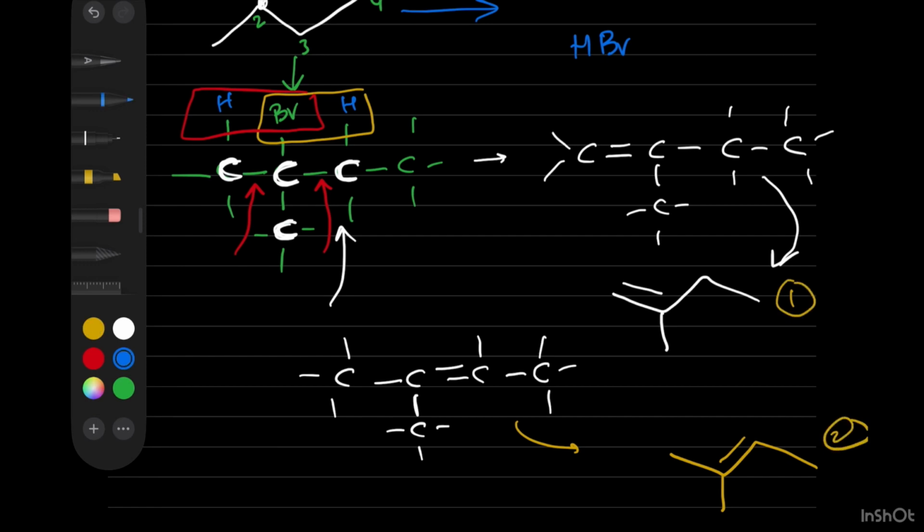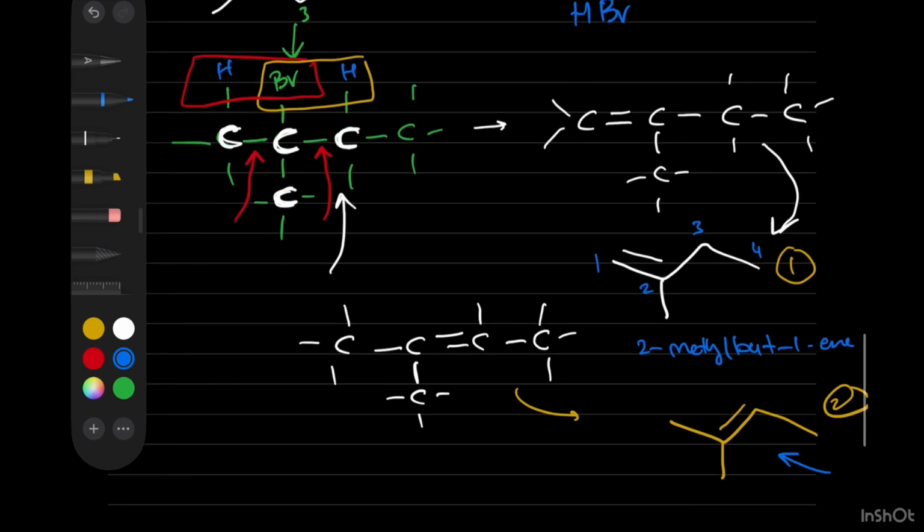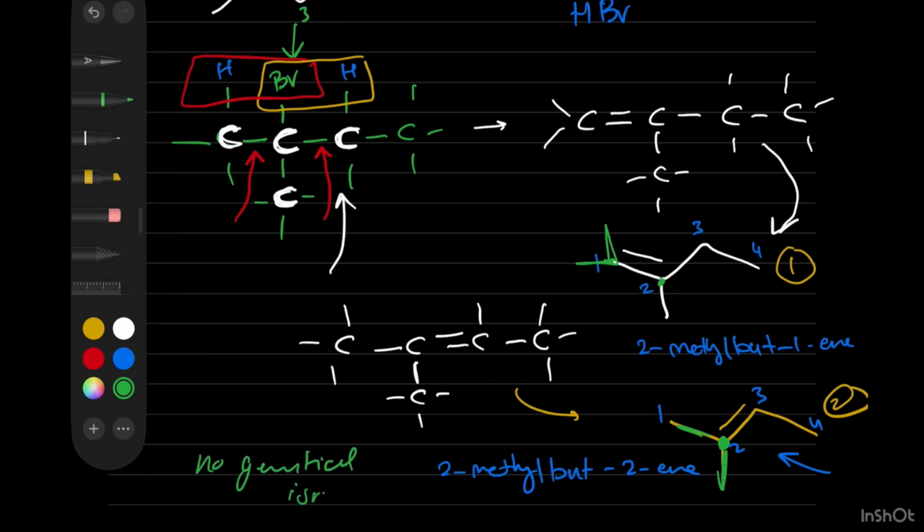If I want to name these compounds, we find the longest chain, 1, 2, 3, 4, so it's but-, and the double bond is on the first carbon, but-1-ene, and we have methyl on the second carbon, so it becomes 2-methylbut-1-ene. And for this compound, 1, 2, 3, 4, so it's but-, the double bond is on the second carbon, so it's -2-ene. The methyl group is on the second carbon, so we can say 2-methylbut-2-ene. And if I ask you, does it contain geometrical isomers? The answer for sure is no, because the carbon here has 2 identical groups, and the carbon here has 2 identical groups which are hydrogens, and that's why no geometrical isomers are here.